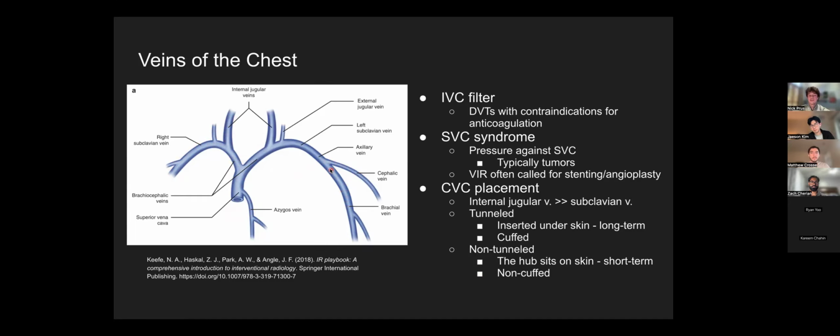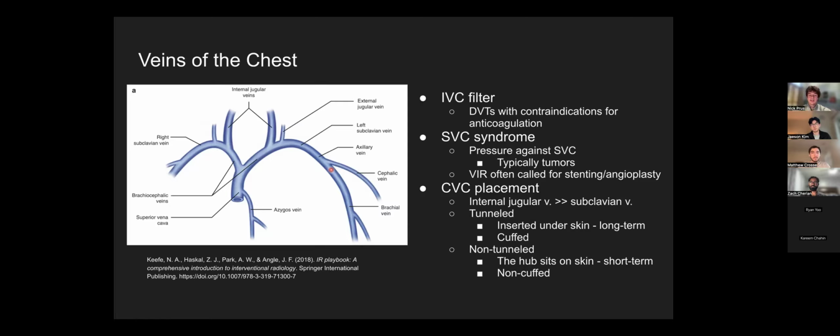Some important things to know in this region. You can be putting in IVC filters. If a patient has DVTs with contraindications for anticoagulation, you can give IVC filters prophylactically as well. That happens in this area. SVC syndrome: if there's pressure against the superior vena cava, typically tumors like superior sulcus or Pancoast tumors, you can get a lot of swelling and edema. So VIR is often called for stenting or angioplasty in that case.